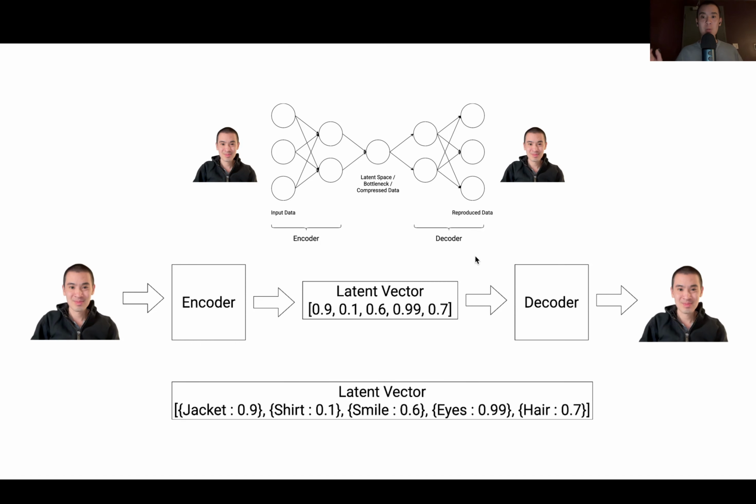compressed. Now, in case this seems like magic to some of you, like, wait a second, how can the decoder turn this array of numbers into an image? That does seem like magic to me. One way you can think of it is this.